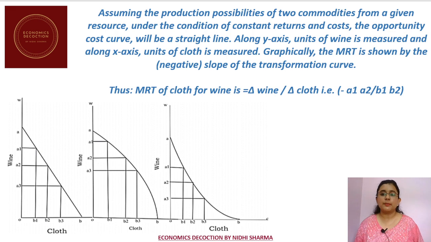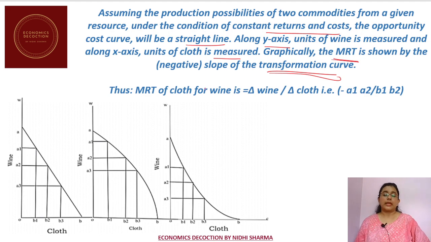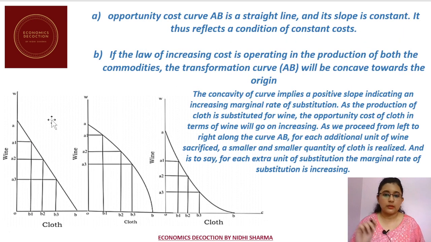Assuming the production possibilities of two commodities from a given resource under the condition of constant returns and costs, the opportunity cost curve will be a straight line, with units of wine measured along the y-axis and units of cloth along the x-axis. Graphically, the marginal rate of transformation (MRT) is shown by the negative slope of the transformation curve. So the MRT of cloth for wine is the change in wine by the change in cloth, that is minus A1A2 by B1B2. You can have a look at these graphs which are being presented to you. Now let's understand each graph individually.